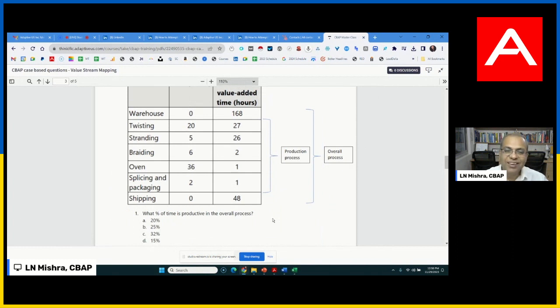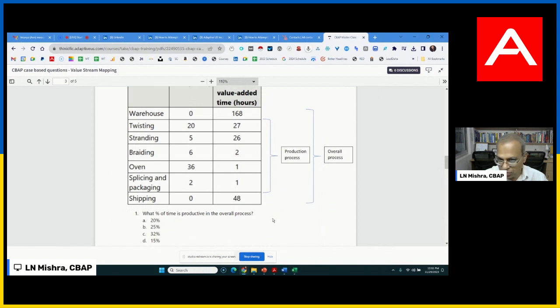It shouldn't be very hard. So what we need to do, we need to compute. See, observe, there are two processes that we're talking about. One, we are talking about the production process, and one, we are talking about the overall process. This question is about the overall process. So we have to compute the entire time spent in production, overall process, productive time, and non-productive time. So if I just take a look, 2 plus 36 is 38, plus 6 is 44, plus 5 is 49, plus 20 is 69. So you get 69 as your productive time.